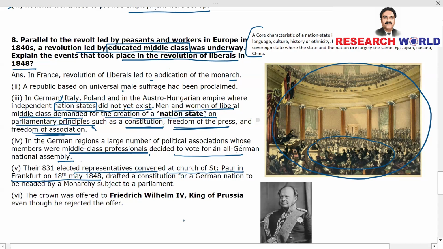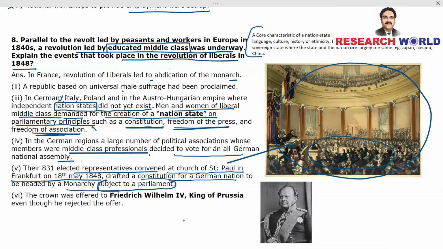And their 831 elected representatives convened at the Church of St. Paul in Frankfurt on 18th May 1848 and drafted a constitution for a German nation to be headed by a monarchy subject to parliament. What do you mean by monarchy subject to parliament? Normally, monarchy means centralized power, mostly autocratic. Centralized power means all the power will be vested with the monarch, and it is therefore obviously autocratic.